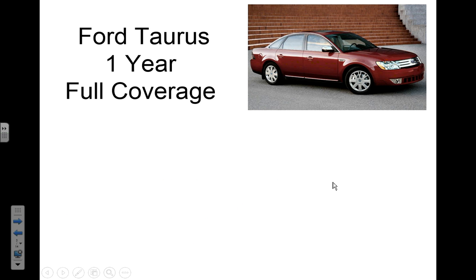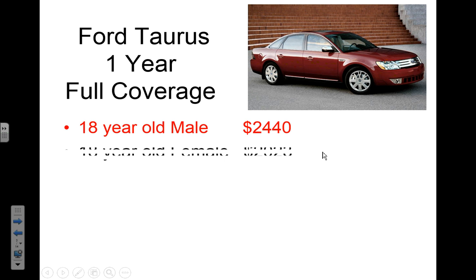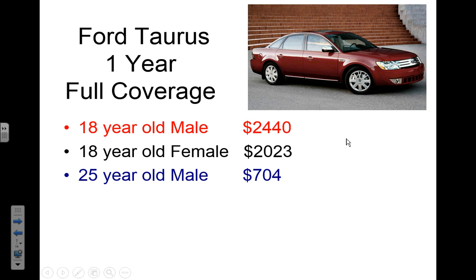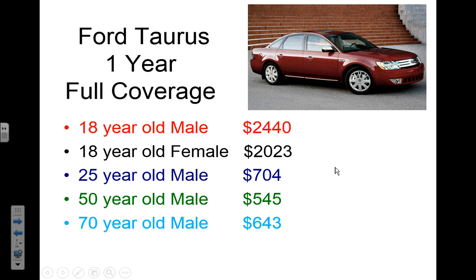Okay, I did another vehicle, just so you see that not all types of vehicles are insured the same. 18-year-old male, $2,440. 18-year-old female, $2,023. Notice again that same pattern, and we'll see that pattern on all these. 25-year-old male, 50-year-old male, and 70-year-old male. And the same pattern will emerge on all.